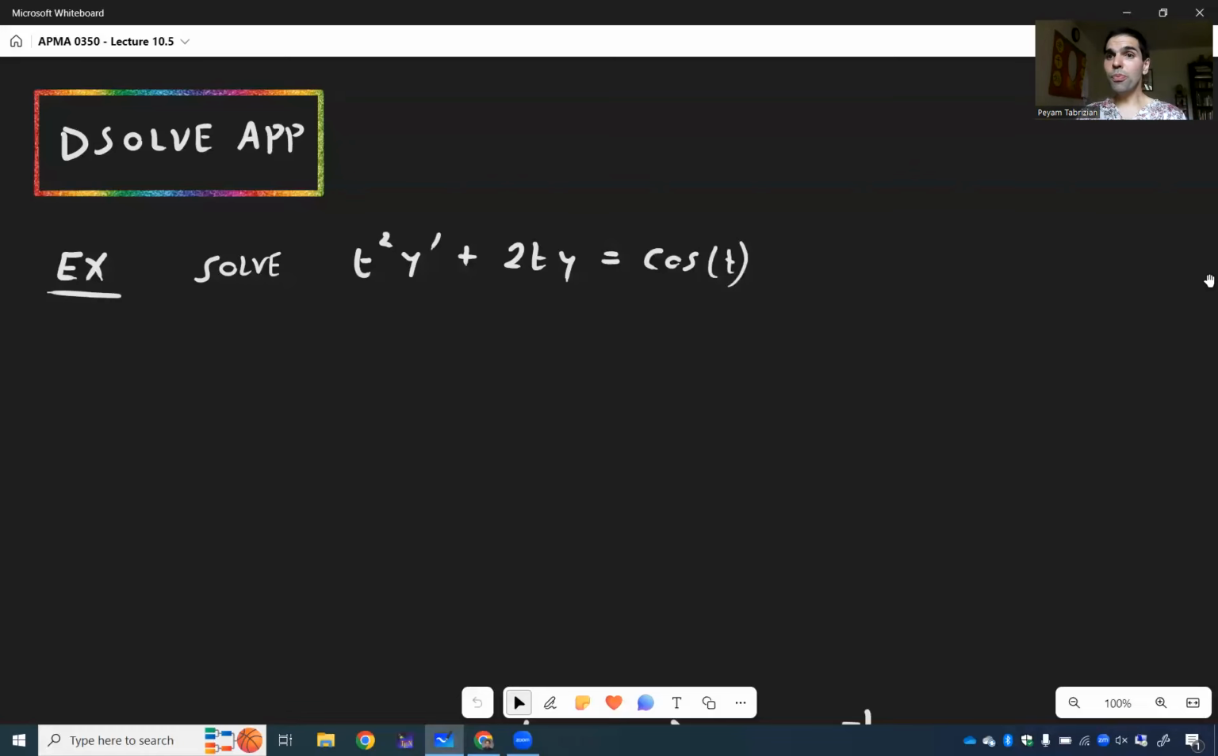Here is a really cool program in Python that solves ODEs symbolically, because this is the way you will solve ODEs once this course is done. So let's try to solve t squared y prime plus 2ty equals cosine of t, but with Python.